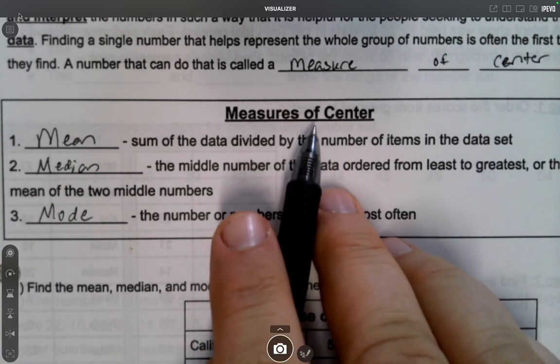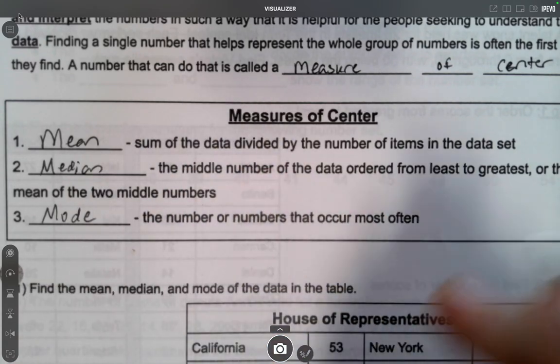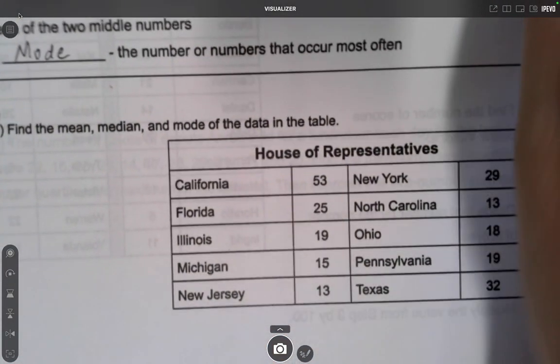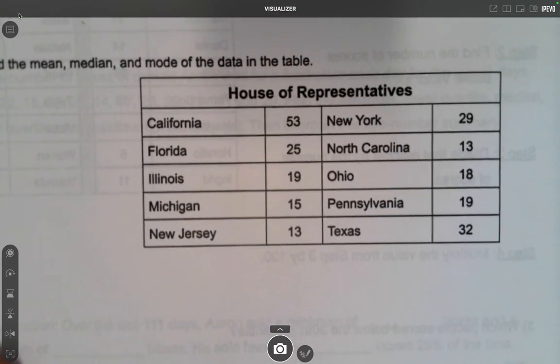The purpose of these is to have a single number that gives us some information about the whole group of data. So let's do it here. Find the mean, median, and mode of the data in the table.